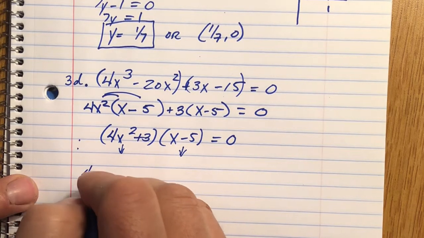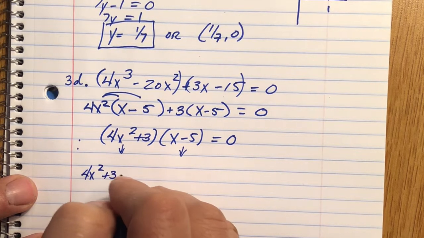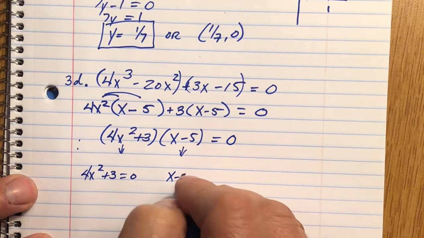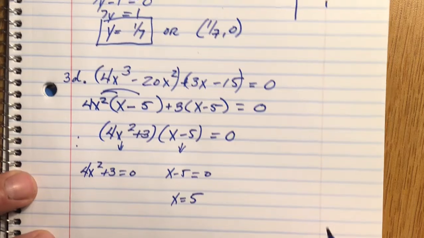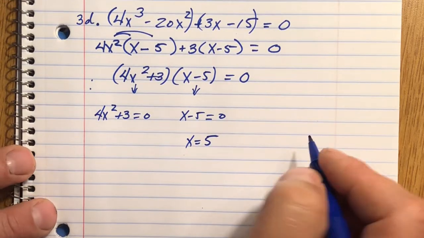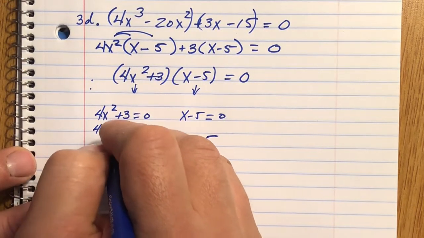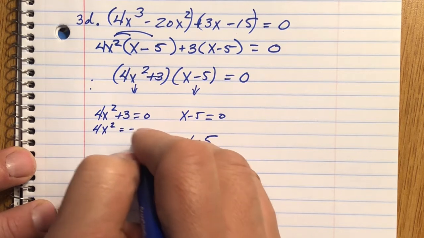So I've got 4x squared plus 3 equals 0, and x minus 5 equals 0. Well, this one's easy. This is just x equals 5. This one, 4x squared equals negative 3.